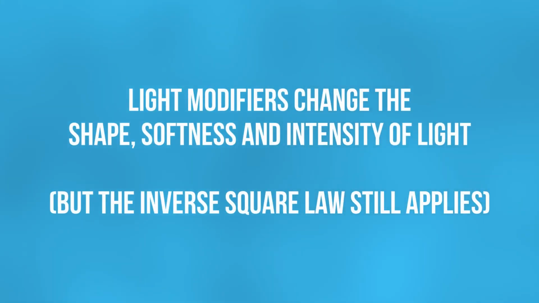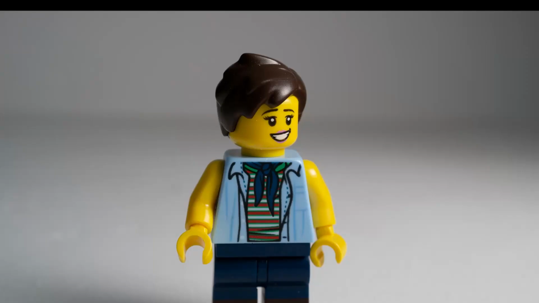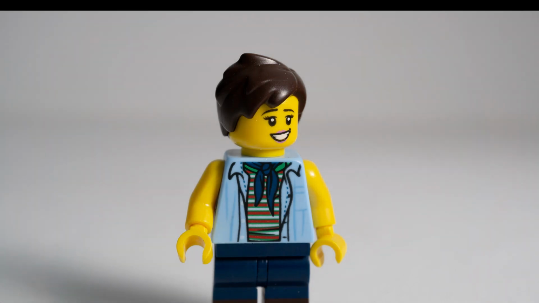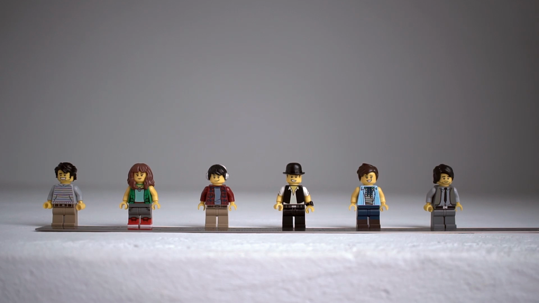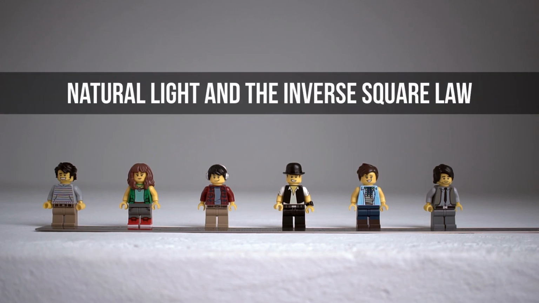Of course, the different light modifiers change the shape, softness, and intensity, but the inverse square law will still be in effect. Another common use of the inverse square law is to change how bright or dark your background is. But let's take a step back to the first clip, this one that was shot in natural light.